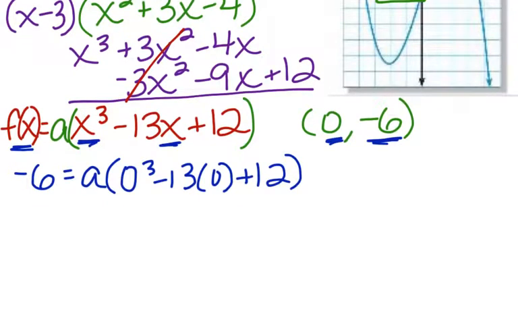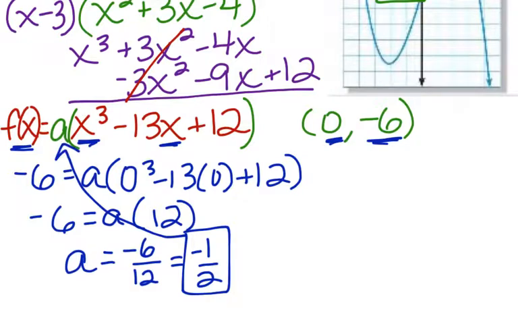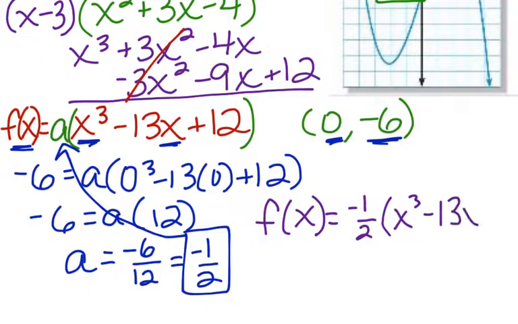And so then when we do a little bit of arithmetic work here, we get negative 6 equals a, 0 cubed is 0, 13 times 0 is 0, plus 12 would be 12. Divide both sides by 12, and you get negative 6 over 12, which reduces to negative 1/2. We're almost done. What we can do now is take that negative 1/2 and substitute it back into our function for a. So we would have f of x equals negative 1/2 times the quantity x cubed minus 13x plus 12.